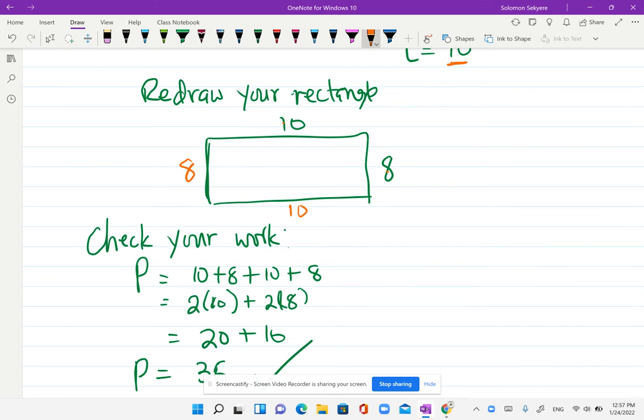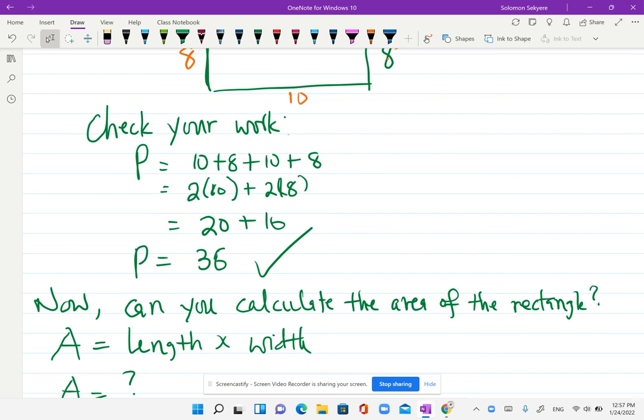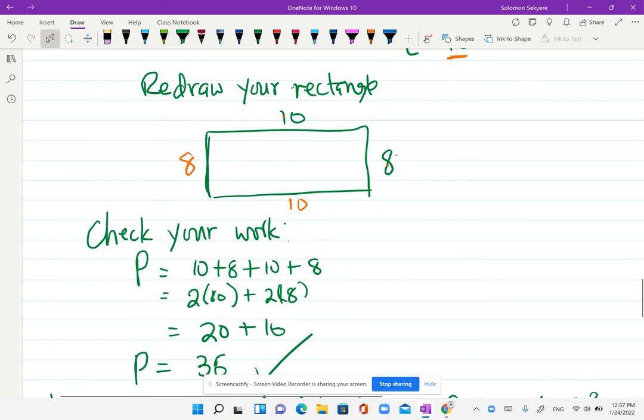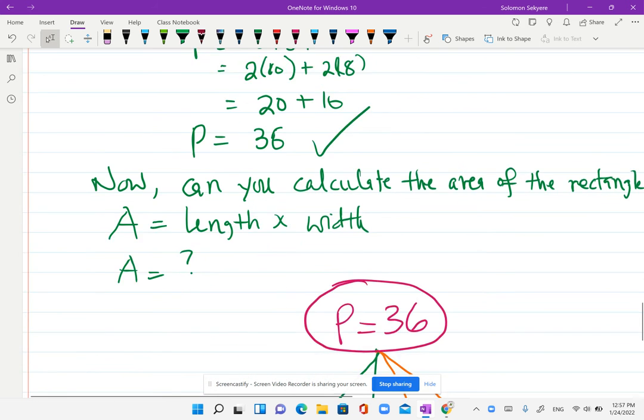10 plus 8 plus 10 plus 8. 20 plus 16 is 36. Got it? Okay, so now that you have redrawn your rectangle, if I ask you to calculate the area of the rectangle, can you do it? Area is length times width.